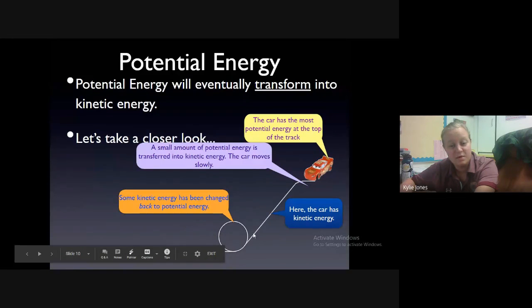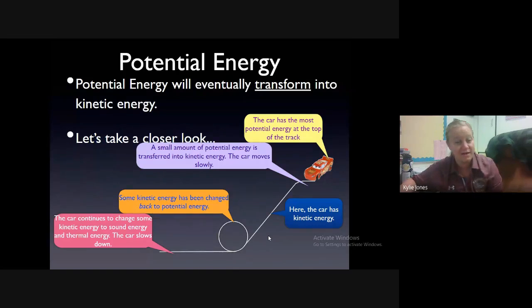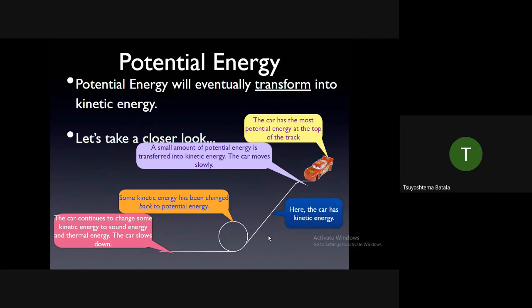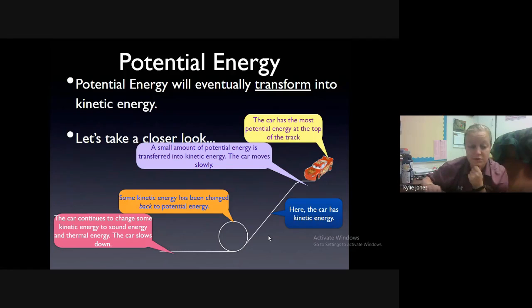And then when it starts to go through this loop-de-loop, some of the kinetic energy gets changed back to potential energy. And then finally, at the end, the car continues to change some of that kinetic energy into sound energy and then thermal energy, and then the car slows down. Sound energy is the sound that the car gives off. Thermal energy is the heat that it gives off. Like a drum? Yeah, a drum gives off sound energy.